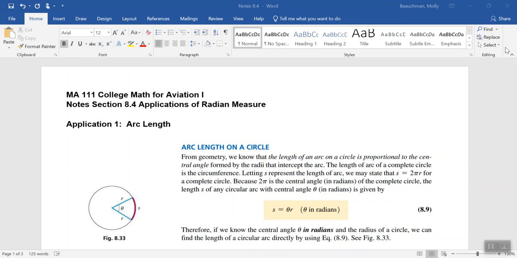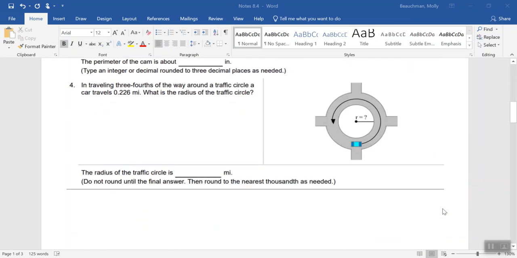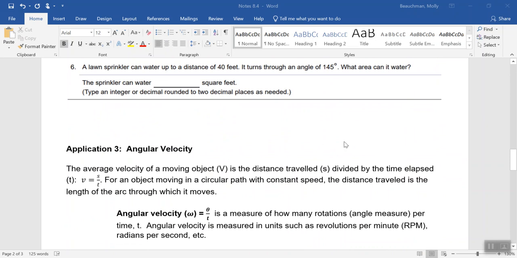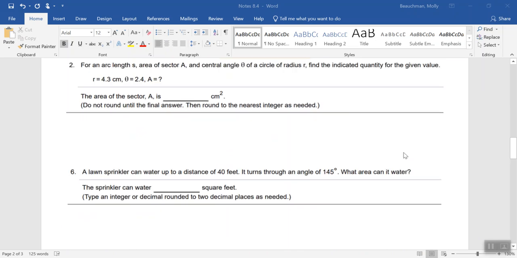In this video, we're going to take a look at section 8.4, which are some applications of radian measure. The first application we're going to look at is arc length. The second application will be area of a sector. And the third application will be angular velocity, angular and linear velocity.